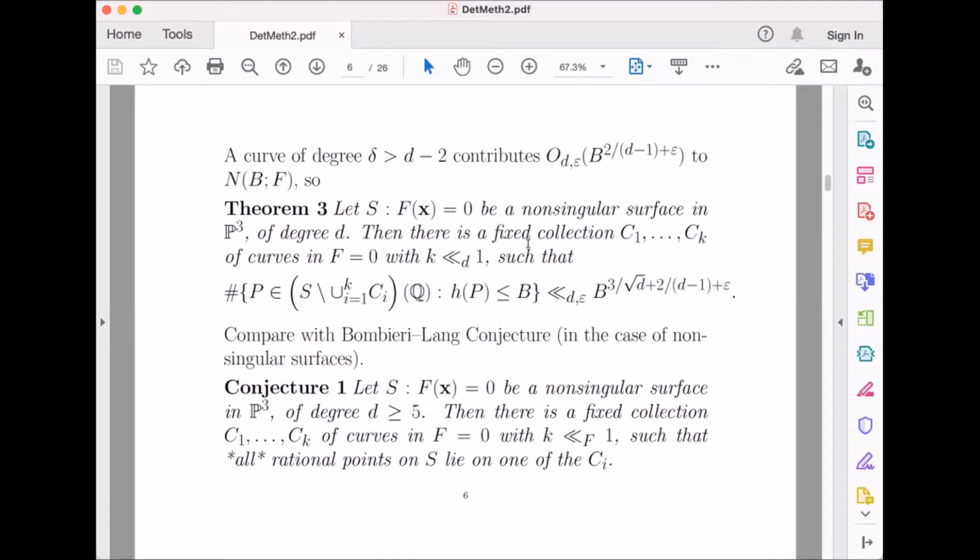So we've got this fixed collection of curves that we have to remove, but once we've done that, the number of points left is like this, with an exponent here, whoops, that tends to 0 as d gets large. So for large degrees, almost all the points lie on one of this small collection of curves, this fixed collection of curves.